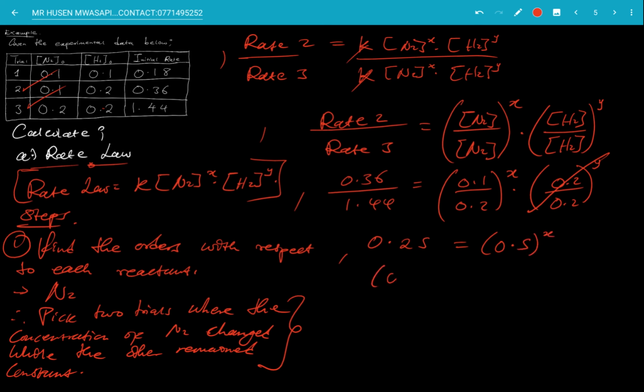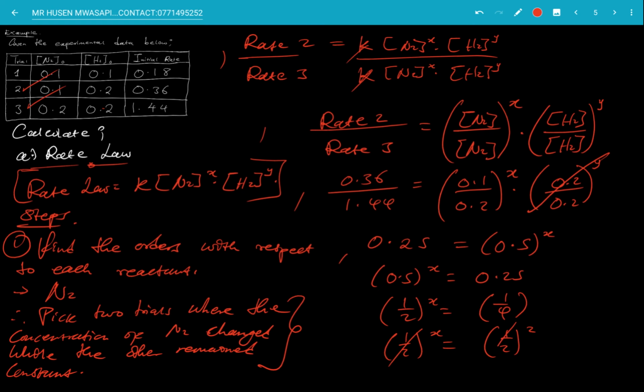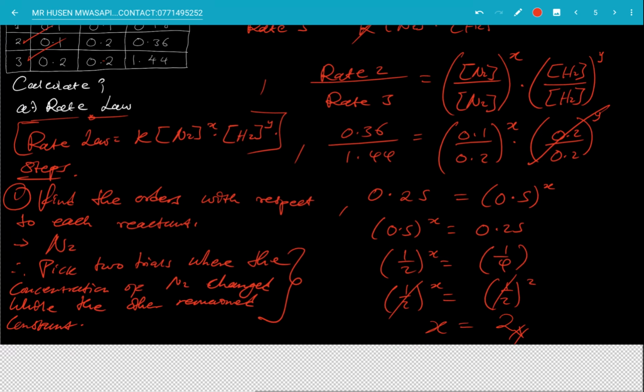So basically this is 0.5 raised to X being equal to 0.25. Now this can be solved using indices. This is the same as half to the X being equal to 1 over 4. And this is the same as 1 over 2 to the X being equal to 1 over 2 to the power what? 2. So this cancels with that, and you have X being equal to 2.